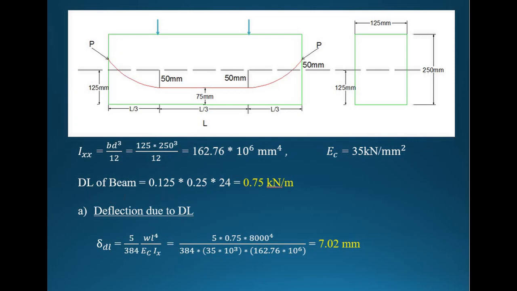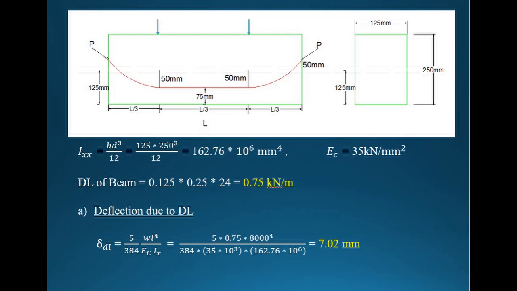Next is about W, that is the dead load of the beam. We know how to calculate this dead load. It is the cross section of the beam into density. The cross section of the beam here is 125 mm, just convert it into meter. It will be 0.125 into 0.25 into density 24 kilonewton per meter cube. So 24 gives 0.75 kilonewton per meter as the dead load of the beam. That is nothing but W.